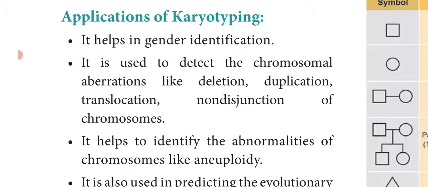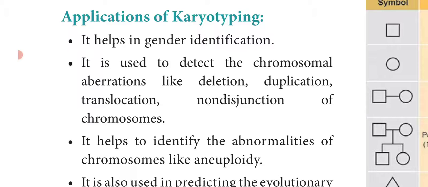Failure of chromatids to segregate during cell division, resulting in the gain or loss of one or more chromosomes, is called aneuploidy, and it is caused by the non-disjunction of chromosomes. So this condition is called aneuploidy.